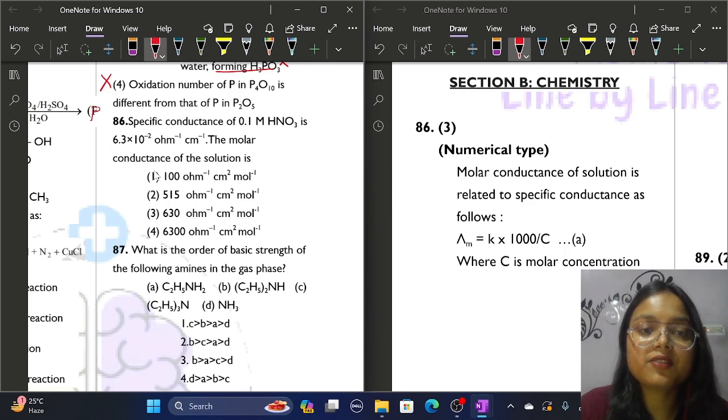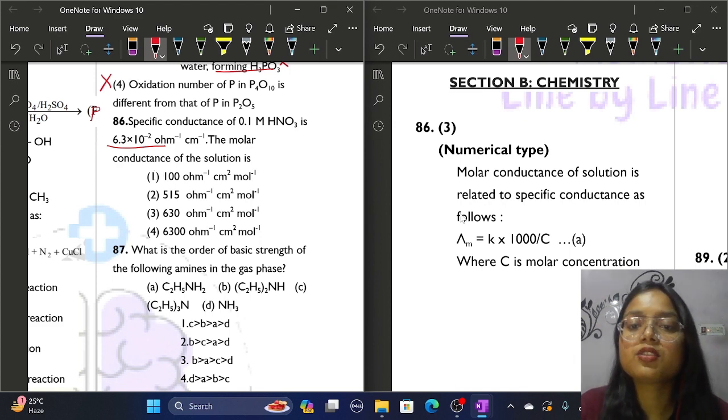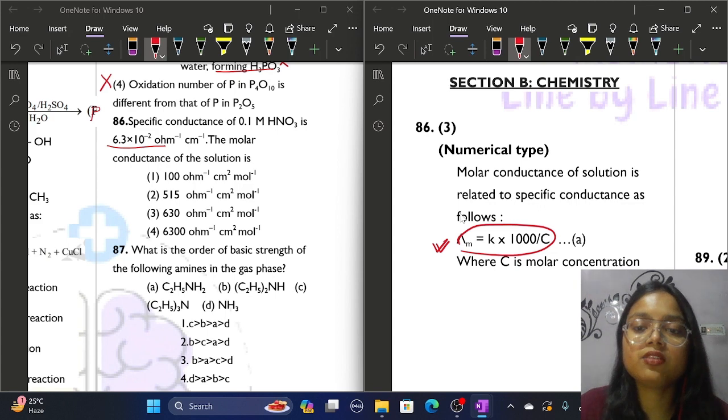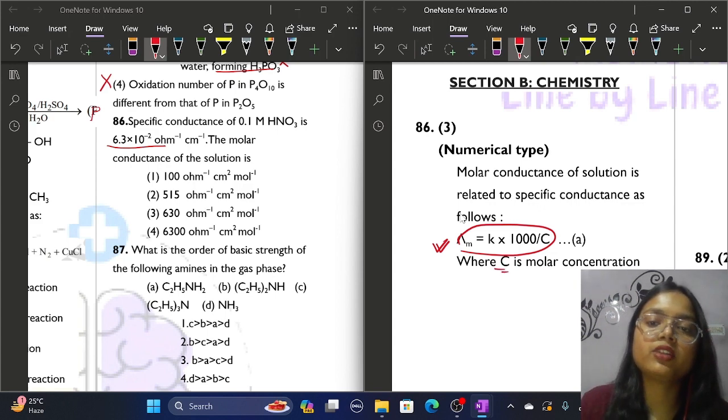The specific conductance of 0.1 molar HNO3 is 6.3 × 10^-2 ohm inverse centimeter inverse. The molar conductivity of the solution is? So for finding the molar conductivity, we will use this equation: Λm equals K into 1000 by C, where C is the molar concentration.